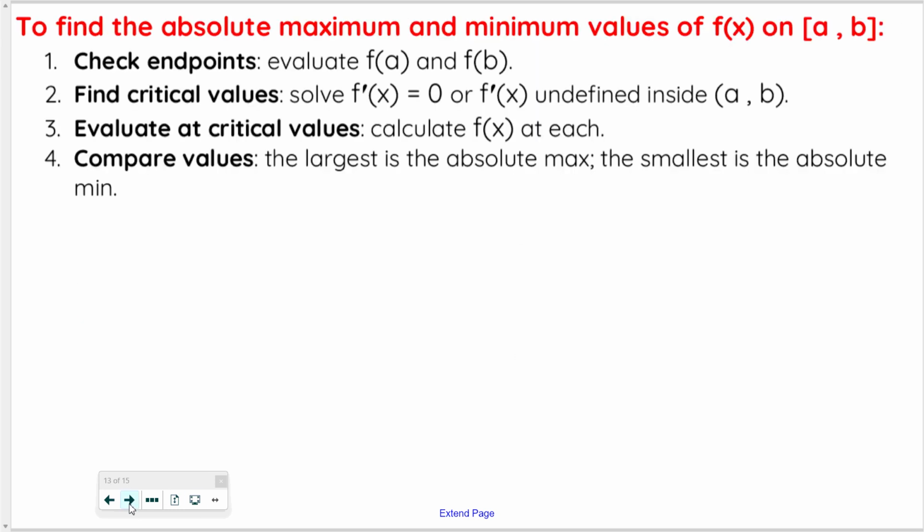So to find the absolute max or min values, first of all, check our endpoints. Second of all, take the derivative and find the critical values. Then you're going to evaluate all of those numbers and see which one is the biggest or the smallest y value. So remember, absolute max or min values are y values. Okay, so let's end with this example on the next page.